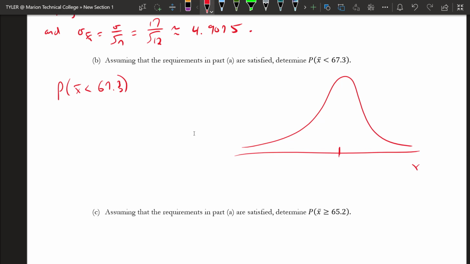So in the center is going to be my mean of 64, and over here would be 67.3, and I want to know what's the probability that x bar is less than this value, right? So that's going to be shaded to the left. So that's the area that I want to find, right? So I can calculate this using StatCrunch.